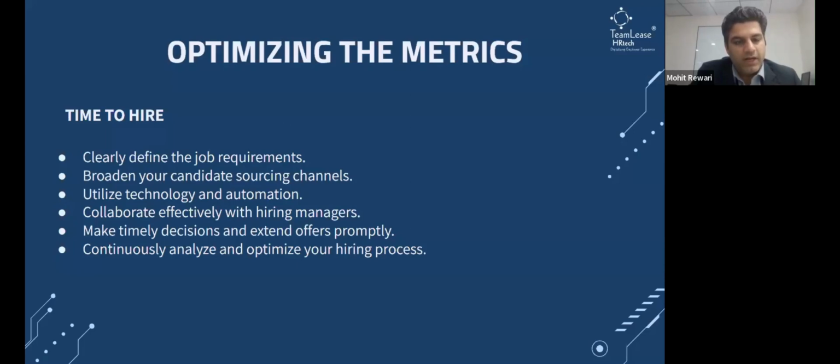In this, we can do certain things which are very relevant in nature. We can start defining the jobs more clearly on the system. We can broaden the sourcing channels by adding new channels, and we can use technology and automation in a way where we define the process which is easiest for the recruiter to pass through. And then we make sure that we have collaborative hiring across the system, with different recruiters getting on the same platform, and the time of taking a decision is extended only to a process time.